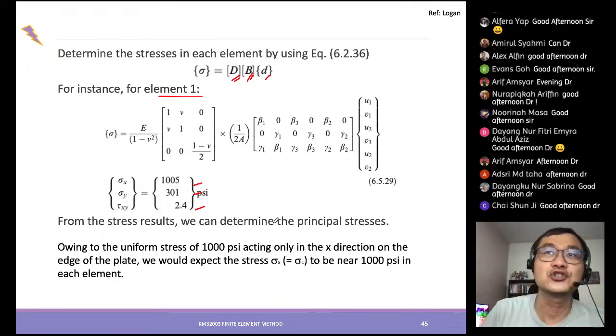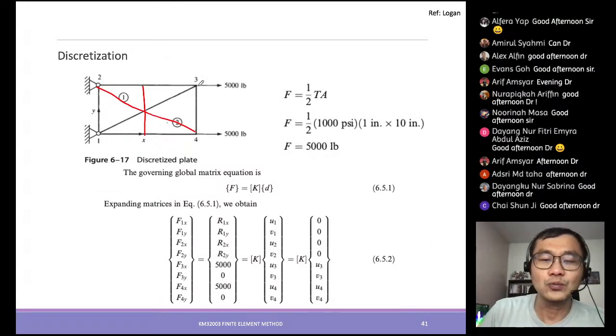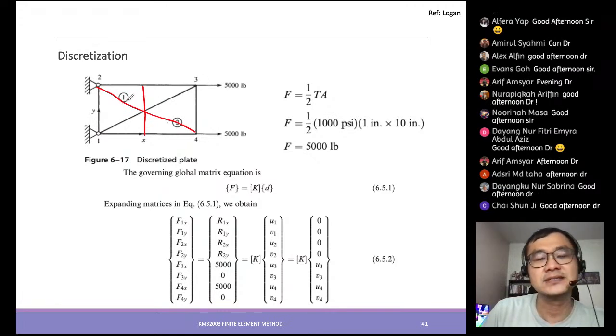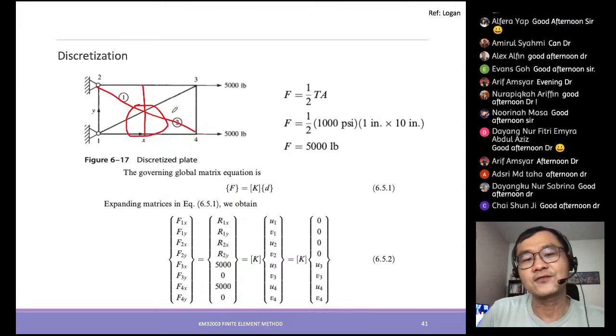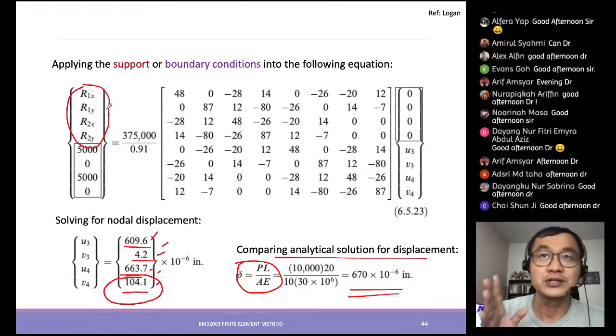From there you should expect, since in this problem there is only one direction, the internal stress to be similar for both elements. But if you have a circle, or a stress concentration occurs, then you will see that the stress at different positions of the element may change accordingly. And the stress that you get is the principal stress so far.